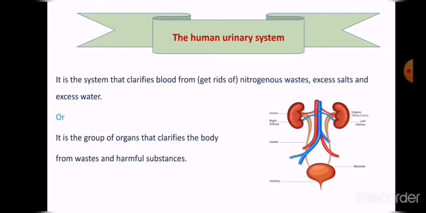So the human urinary system is the system that clarifies your blood. Clarifies means make the blood pure, or filter your blood, or clean your blood from the nitrogenous wastes, the excess salts and excess water. So it clarifies or filters the blood from nitrogenous wastes as urea and uric acid and excess salt and excess water. Or it's a group of organs, because any system consists of a group of organs that clean the body from the wastes and the harmful substances.